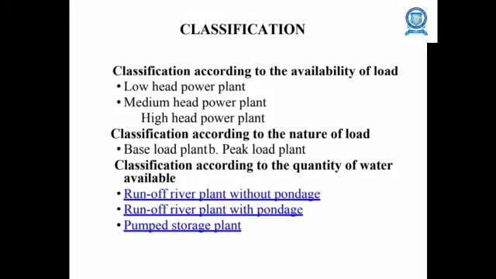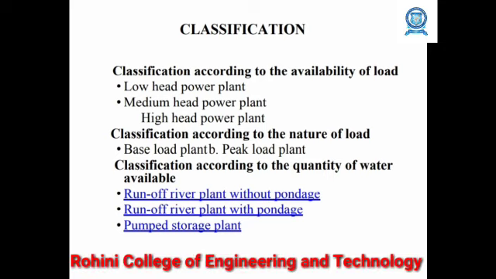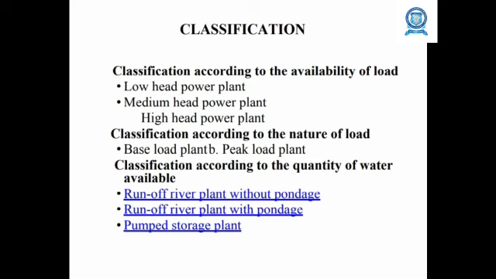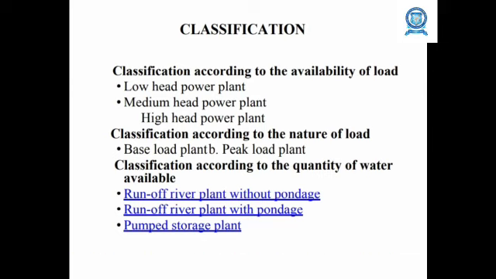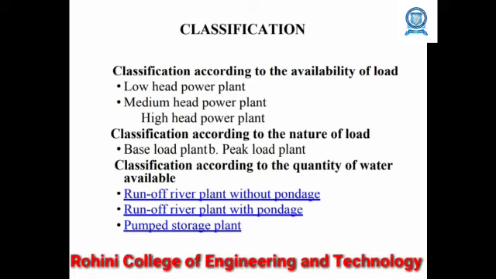The next topic is the classification of hydroelectric power plants. They can be classified into four types. The first is the classification according to the availability of head: the first one is the low head power plant, the second is the medium head power plant, and the third is the high head power plant.